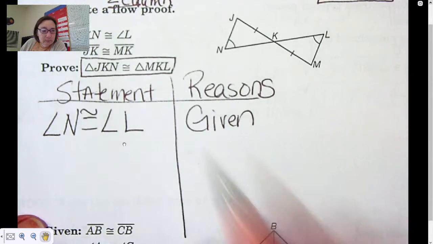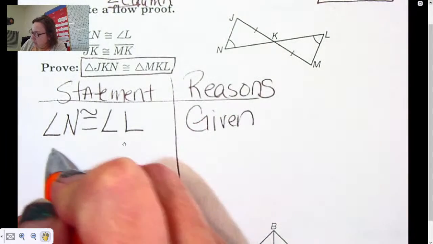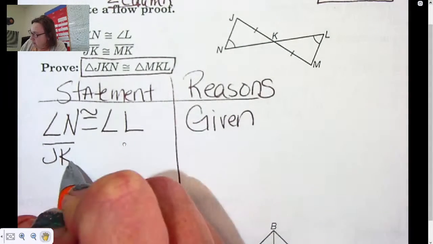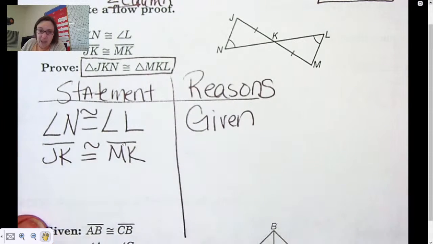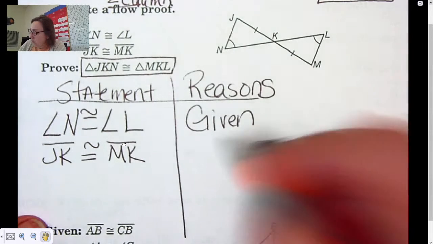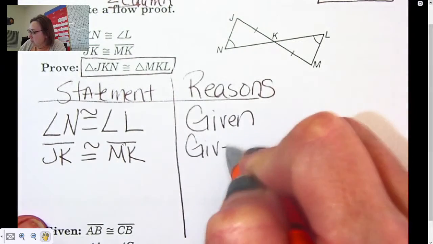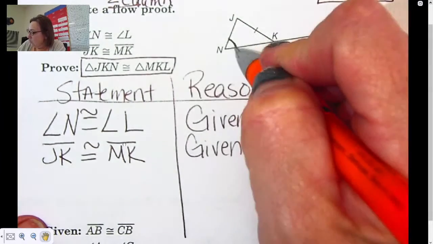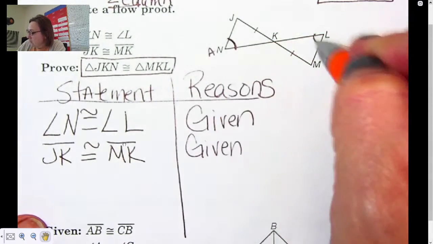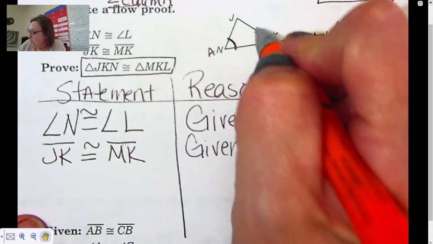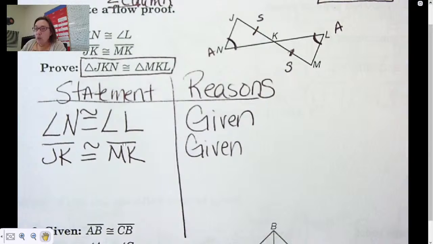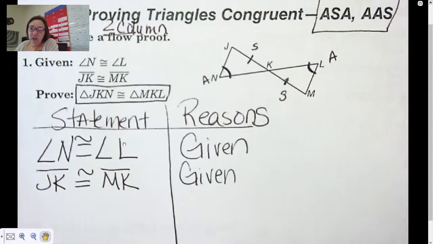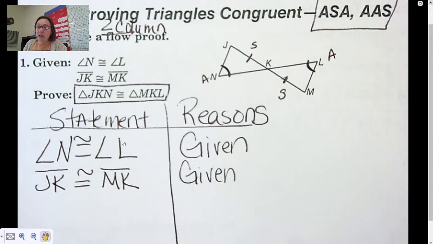Okay, and then they told us that JK is congruent to MK. Segment JK is congruent to segment MK. And we know that because it was given. So we've got this angle is congruent to this angle. And we know this side is congruent to this side. So we know an angle and a side. And because we can cheat a little bit, we know this worksheet's about angle, side, angle, and angle, angle, side.